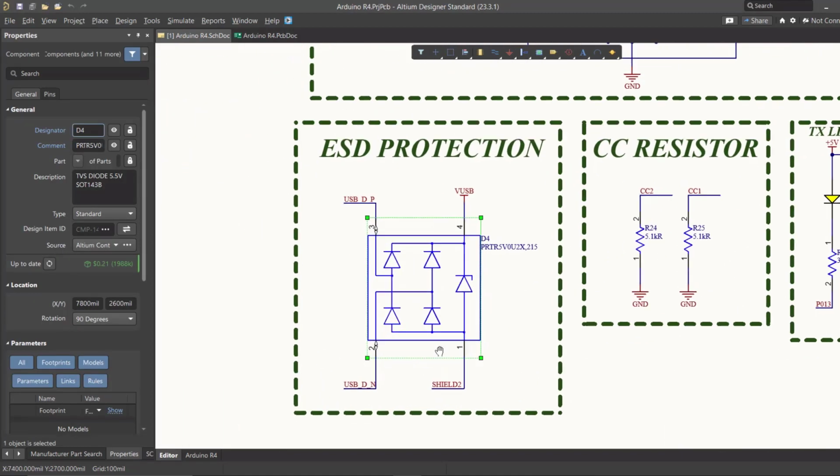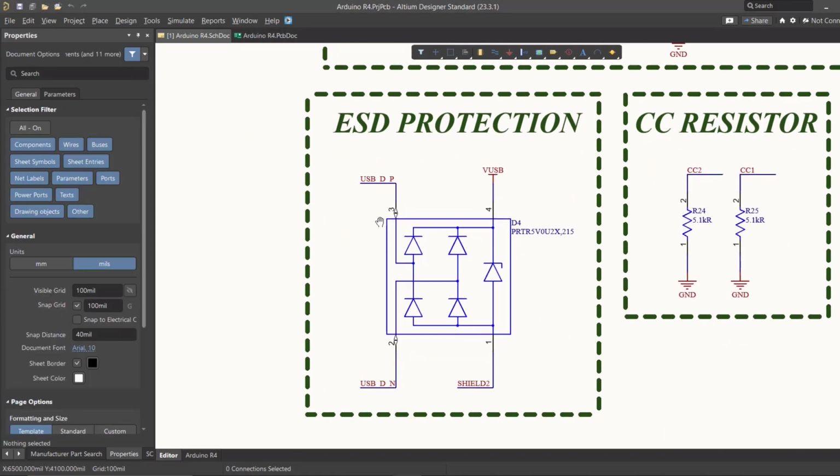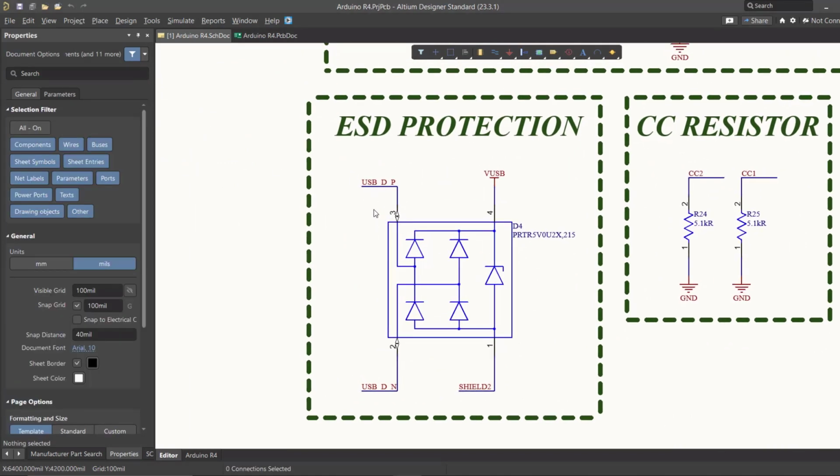Now, let's take a look at the ESD protection circuit. The ESD, or electrostatic discharge protection circuit, in the Arduino R4 Minima is a crucial feature designed to safeguard the board and its components from damage caused by static electricity. ESD events can occur when an electrically charged object or person comes into contact with the board, potentially leading to the failure of sensitive electronic components. The ESD protection circuit in the Arduino R4 Minima typically includes various components. In this case, it uses a TVS diode.